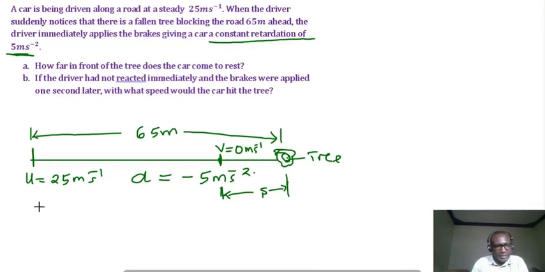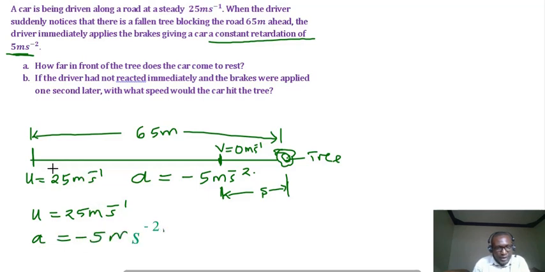First let's extract the information that has been given to us, then we make a judgment on which equation to use. We have u, which is 25 meters per second. We have acceleration, which is negative 5 meters per second squared. We are now going to look for the distance between where he notices that the tree has fallen to where the car stops, and then we shall subtract that distance from 65 to get s here. I can call it s small t.